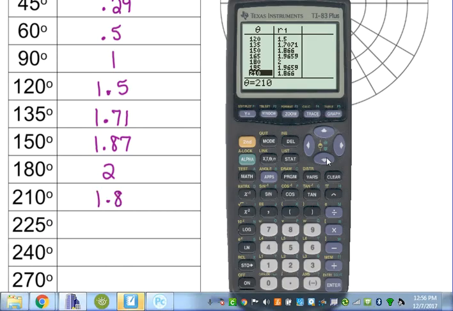And I added a few more values to my table again. 210 is 1.87. 225 is 1.71. Yes. 240 is 1.5. And 270 is 1.